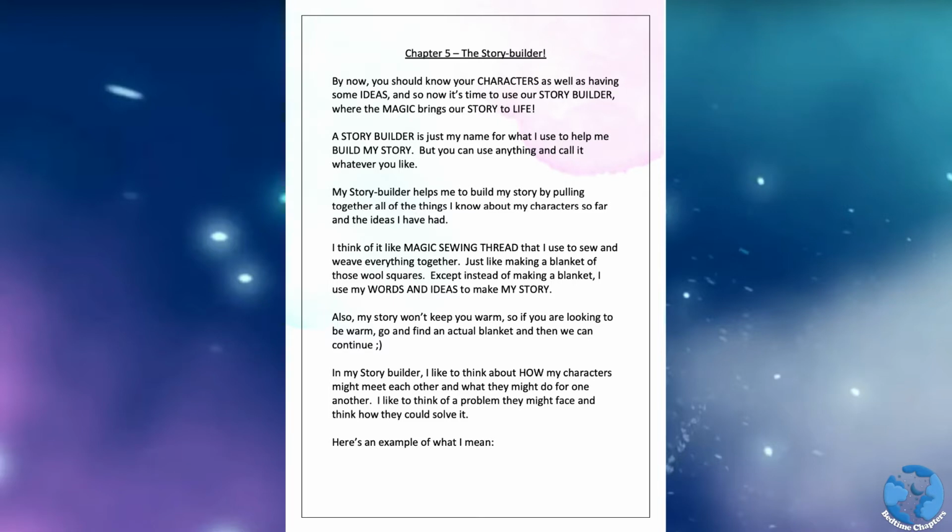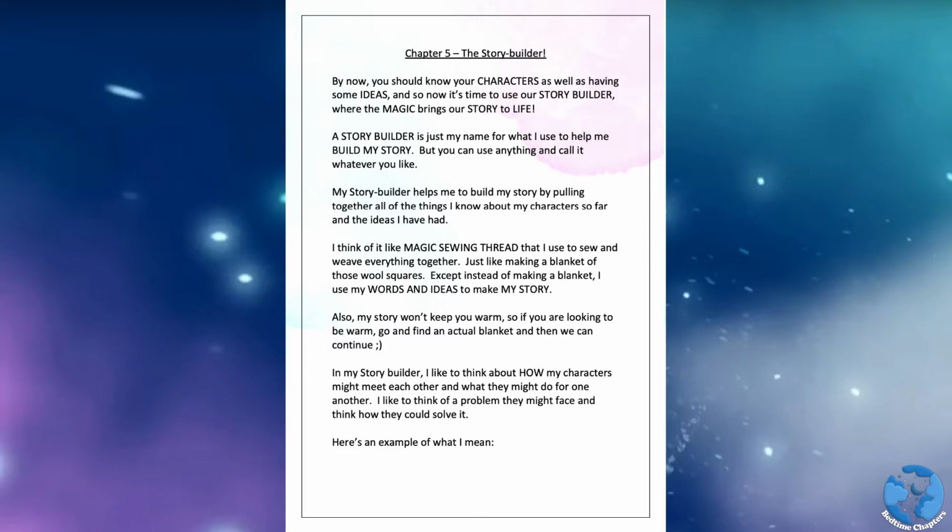My story builder helped me build my story by pulling together all of the things I know about my characters so far and the ideas I have had. Think of it just like a magic sewing thread that I used to sew and weave everything together. Just like making a blanket of those wool squares. Except instead of making a blanket, I use my words and ideas to make my story. Also, my story won't keep you warm, so if you are looking to be warm, go and find a natural blanket and then we can continue.